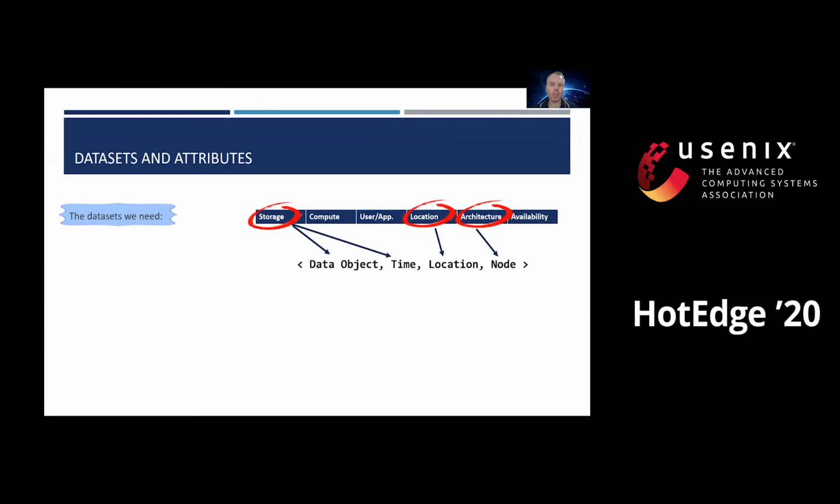In order to tackle this problem, we start by categorizing the datasets into different attributes: storage metadata, resources for compute jobs, user or application that generated the request, the location it derives from, the system's architecture, and the availability of its components. In our use case, we're addressing storage. A suitable workload will contain I/O requests to an edge service. Each entry should contain a request with information on data object, time, location, and node. These are represented by the marked categories.